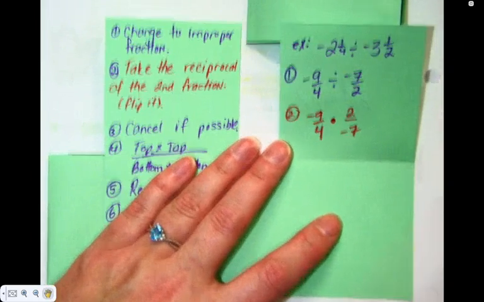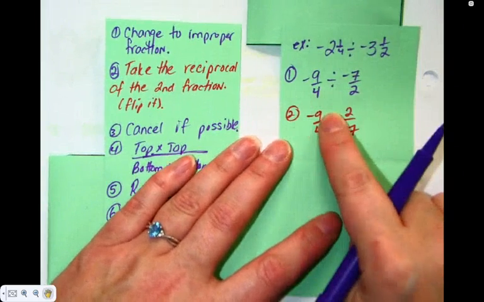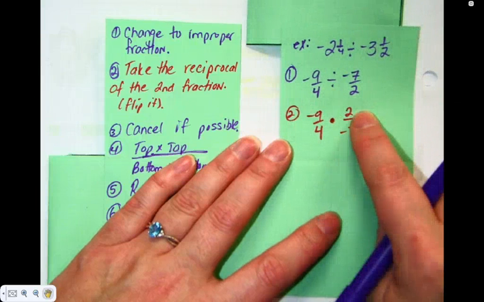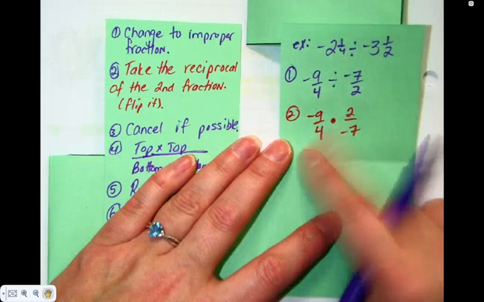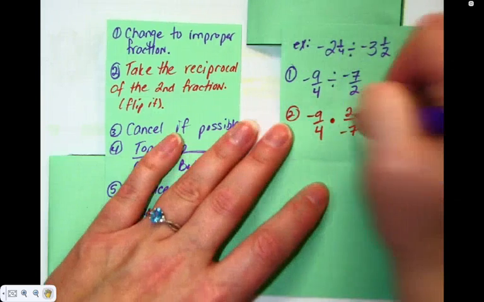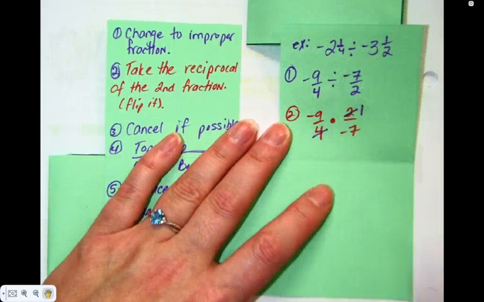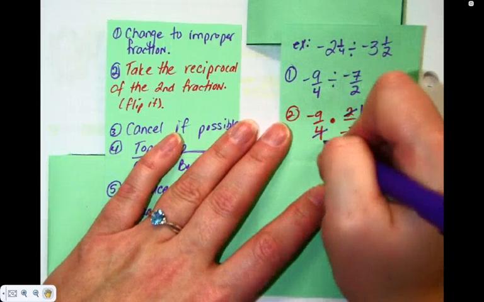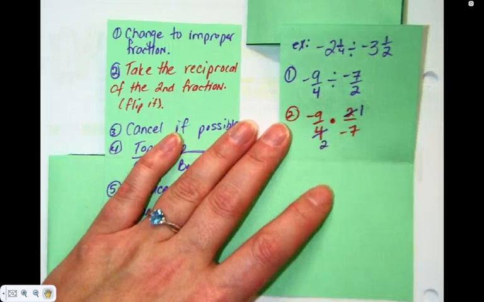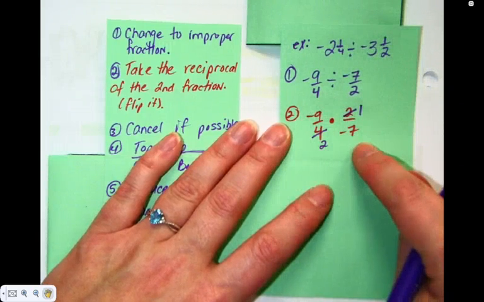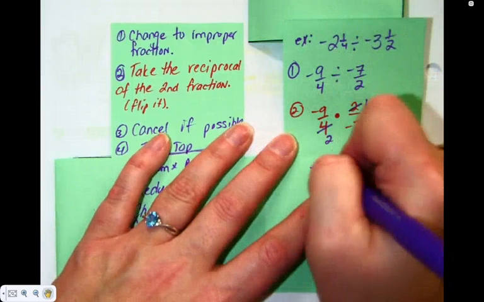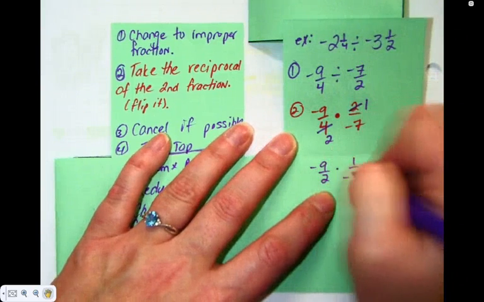Now I look and see if I can reduce anything. Is there anything I can reduce with 9? Anything with 2? I can divide 2 and 4 by 2. So the 2 divided by 2 becomes? And the 4 divided by 2 becomes? 2. Can I do anything with the 9 and 7? Nope. So I'm just going to rewrite it. 9 over 2 times 1 over negative 7.